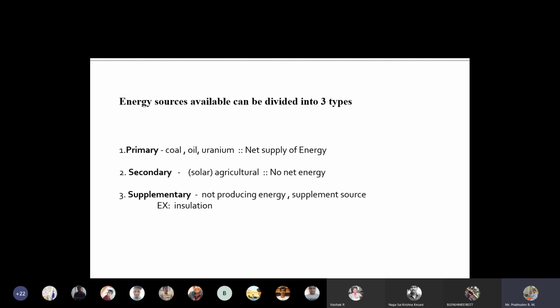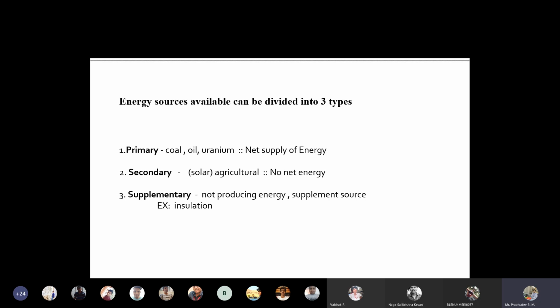Primary is the one which supplies the net energy quantity required for the globe. So the whole world's energy supply is mainly because of the primary sources. Examples of primary sources are coal, oil, uranium, and natural gas. These are the energy sources that mainly contribute to the energy we are using in the present situation. But how is it different from secondary energy sources? Why is it secondary and why is it supplementary? I will tell you the difference.